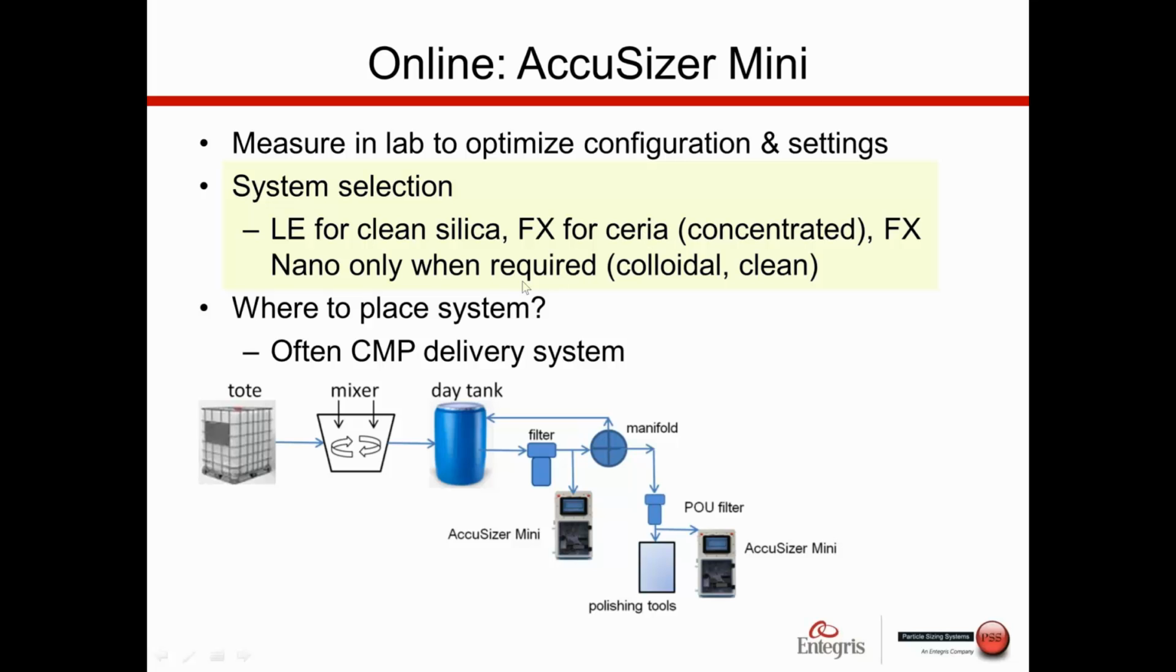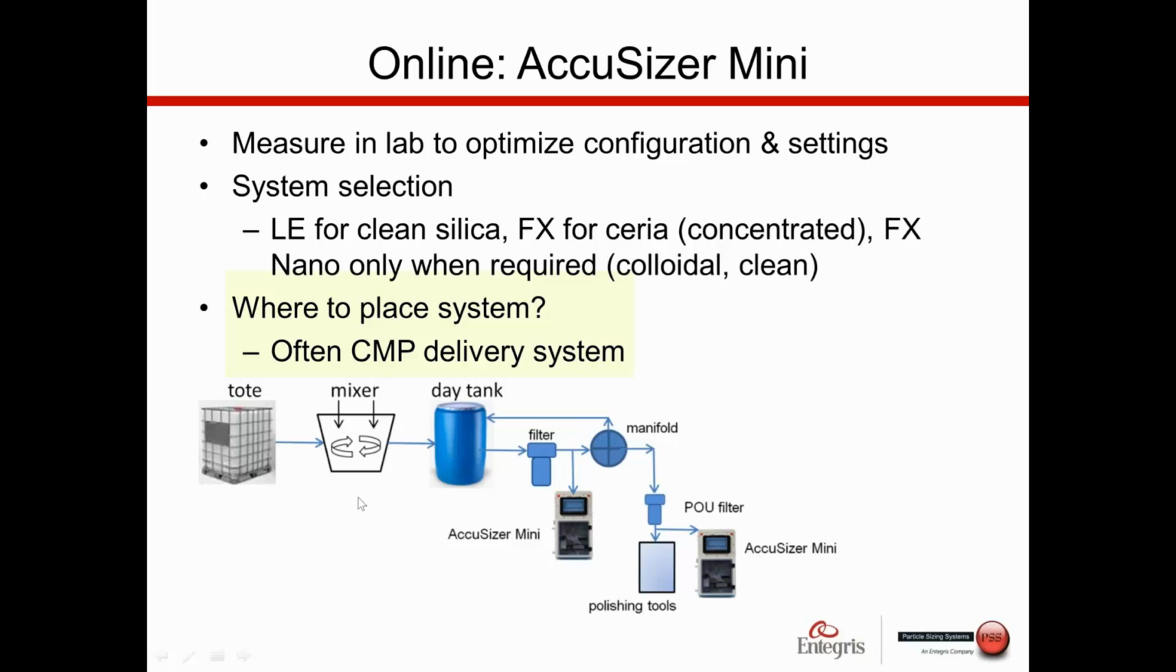And rarely, but occasionally, we'll use the FX Nano if it's colloidal in a very clean CMP slurry and we don't see many particles up at, say, a micron or so. So we can use either of these three sensors. We choose the dilution system, the fluidics, depending on what kind of sensor we have and what kind of slurry. And then the end user determines where to place the online system.